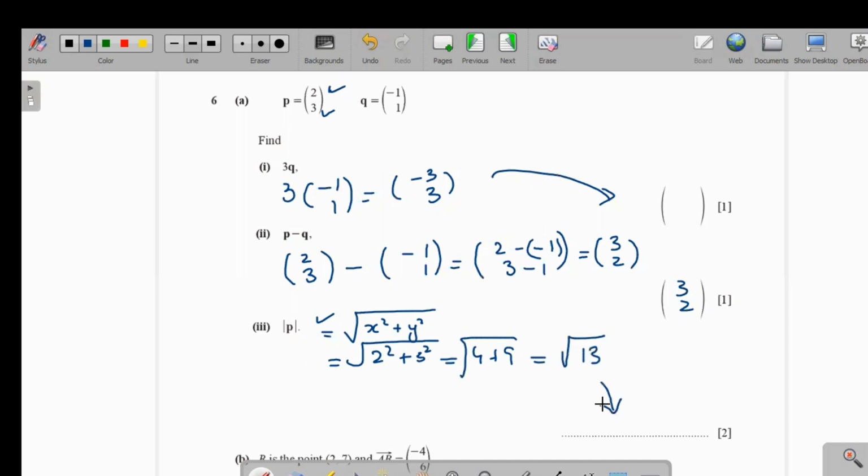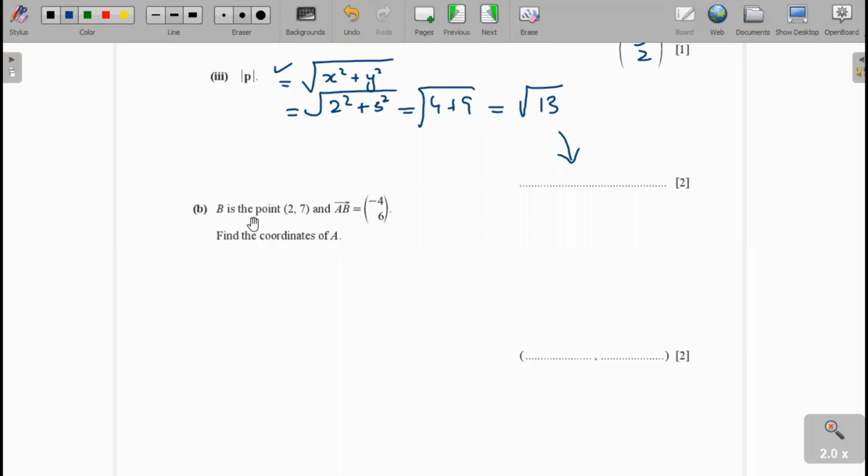That is the answer. Now in part B, B is the point (2, 7) and AB is equal to (-4, 6). Find the coordinates of A. Now AB can be written as OB minus OA. Here B is (2, 7), and we have to find the coordinates of A. We name it as (x, y). Therefore, we can write it as (x, y) in column form.